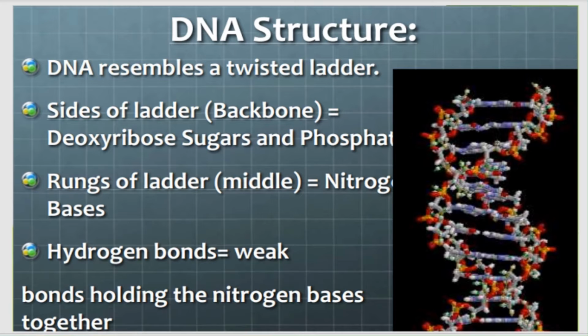DNA resembles a twisted ladder. Remember, the sides of the ladder, or the backbone, contain the deoxyribose sugars and phosphates. The rungs of the ladder, or the middle portion of the DNA, contain the nitrogenous bases. These nitrogenous bases are bonded with weak hydrogen bonds, and these weak hydrogen bonds make the transcription process much easier.